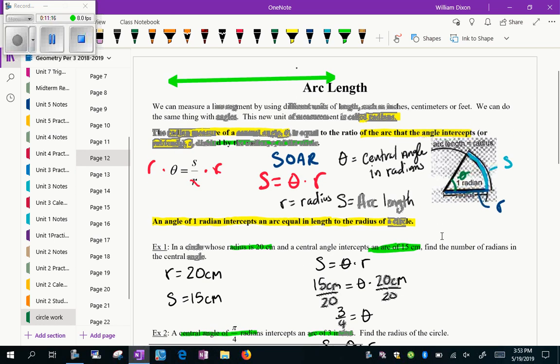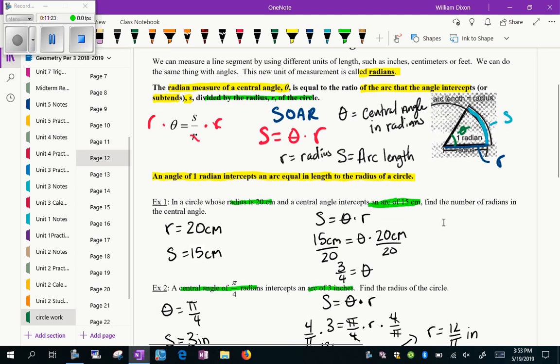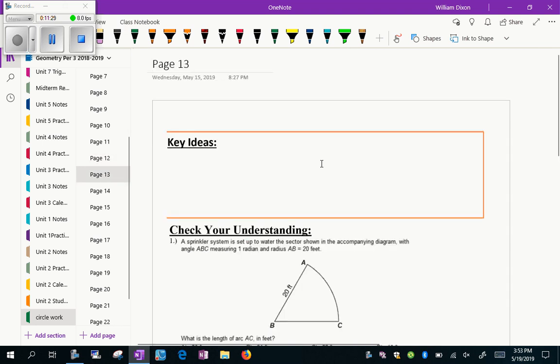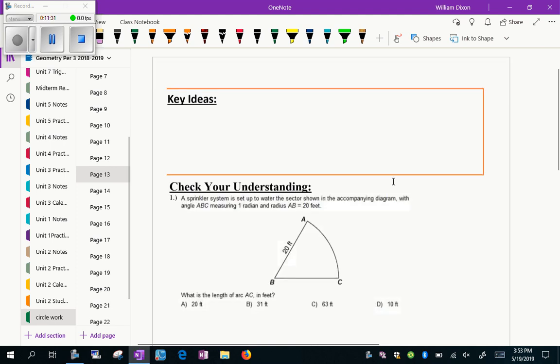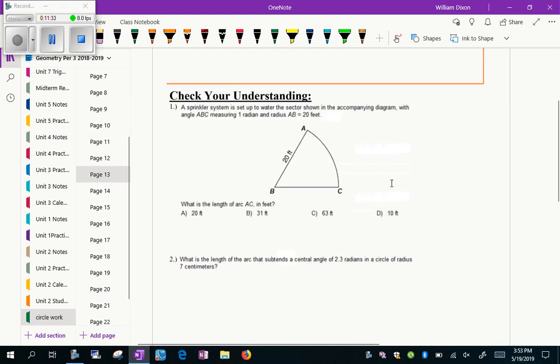Okay, so once we get used to our new language, our new equation, new definitions, radians, that new unit of measure for angles, I'm telling you, you're going to use that a lot. Once you get used to that, it becomes pretty straightforward. So what I want you to do, obviously, is write down some key ideas, check your understanding, write down some questions that you might have, and we'll go over those examples tomorrow.